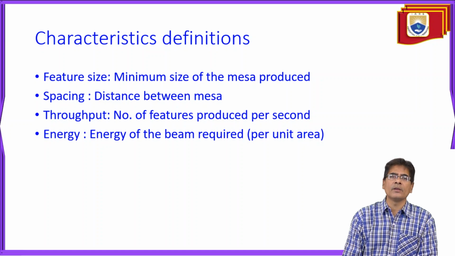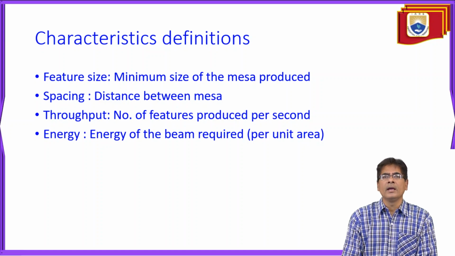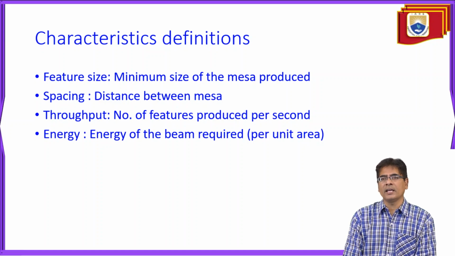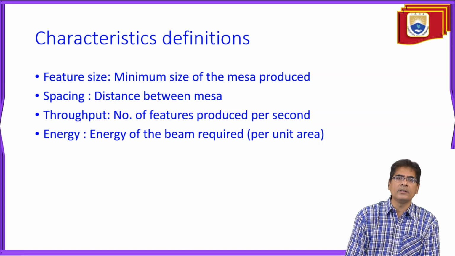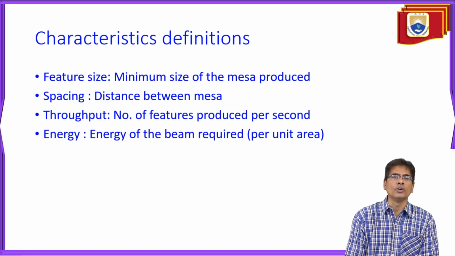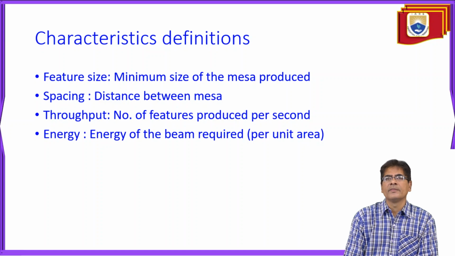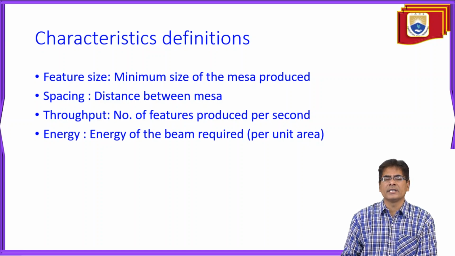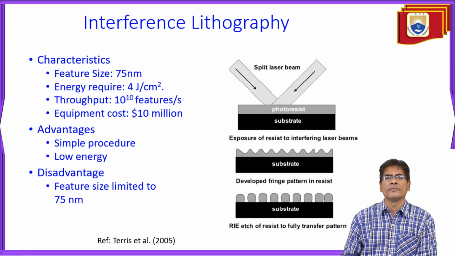The feature size is what we need to understand, and the spacing and throughput, and what is the energy. So energy of the beam required is calculated per unit area. Throughput is the number of features produced per second, spacing is the distance between mesas, and the minimum size of the mesa produced is the feature size. That is the characteristic definition we need to understand.